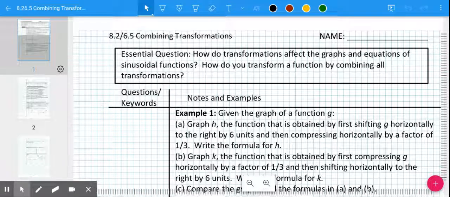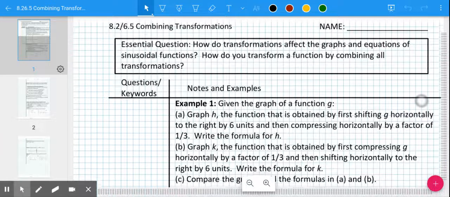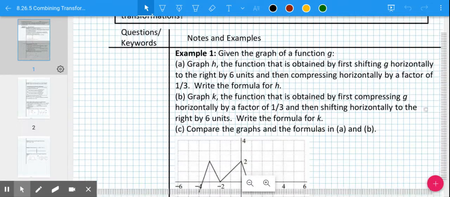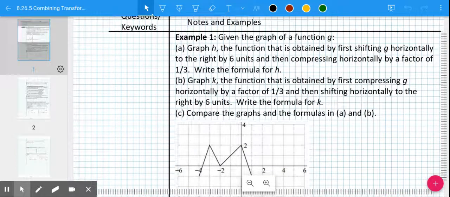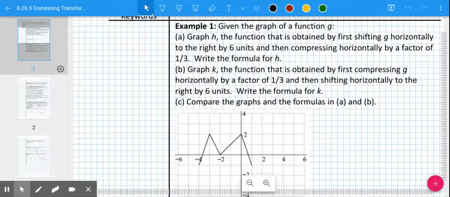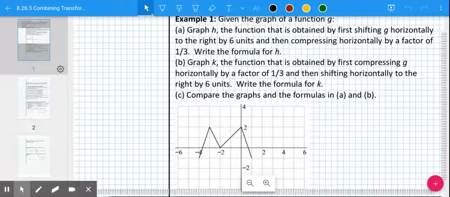Today we are looking at 8.2/6.5 combining transformations. So we're going to put together all the different transformations that we learned in this unit. And in this first example, it's a really good way to compare what happens when we do transformations in different orders. So in part A and B, we're going to do the same two transformations, but in different orders.